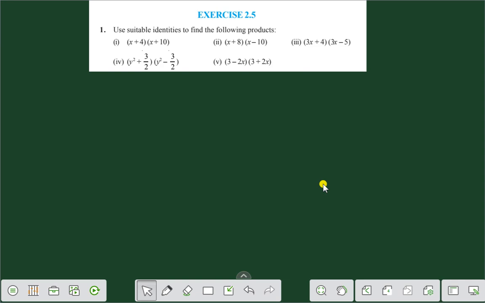Hello everyone. Today I'll discuss exercise 2.5 question number 1. Question number 1 is: use suitable identities to find the following products.